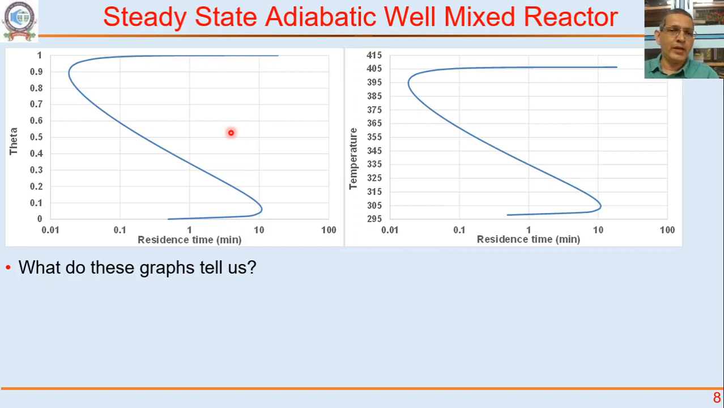So what I want you to think about is, what do these graphs tell us? Note down, make notes in your notebook. What points can you come out with based on this graph? What do you think? If this was a real reactor, what does it tell you? What does this graph tell you, either temperature or theta?